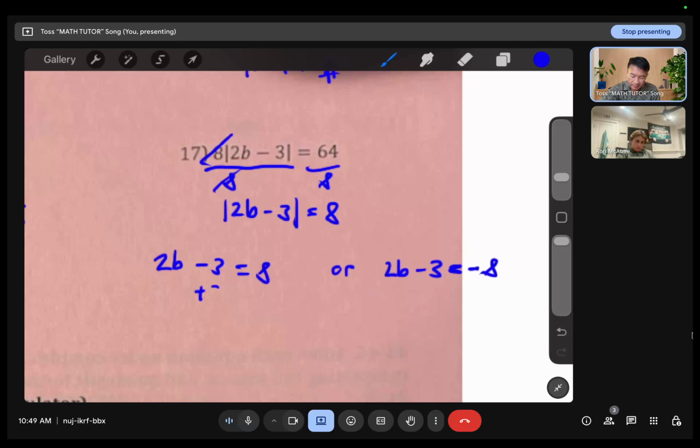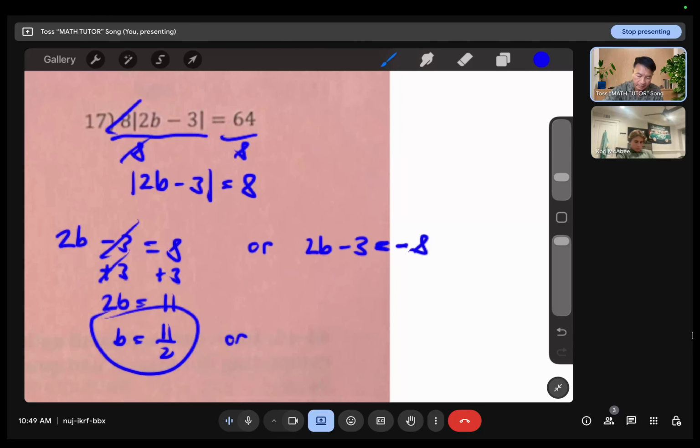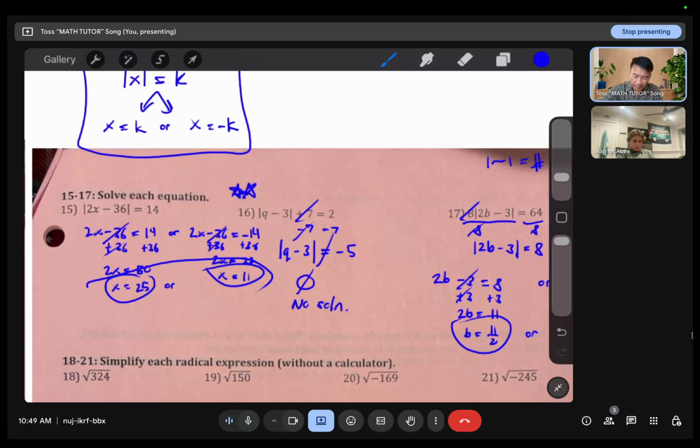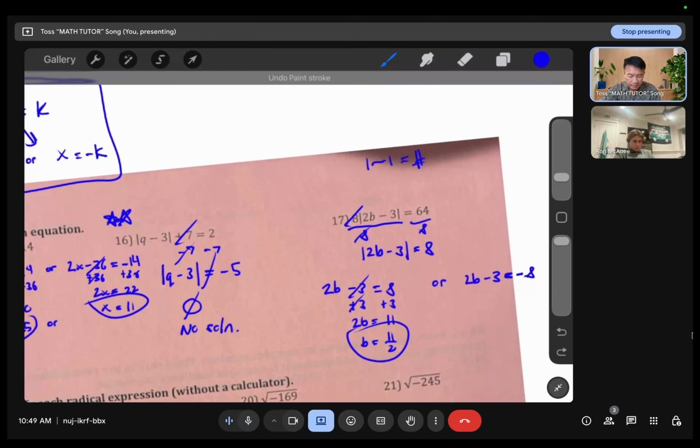Do one at a time first. So 2b equals 11. So b equals 11 halves here. So that's one part with the or coming up. Oh yeah, when you answer them, I think you want to bubble them together. Yeah, I forgot to. Let me not bubble this one.